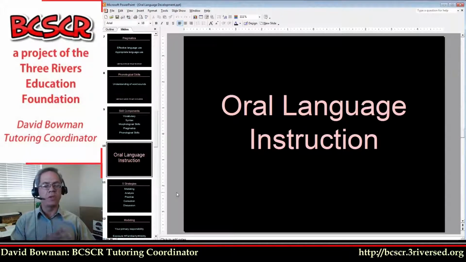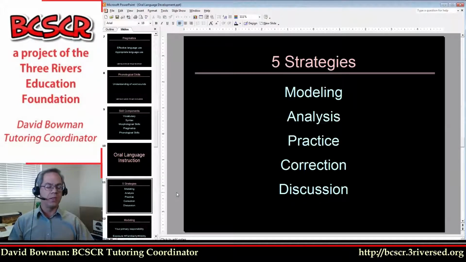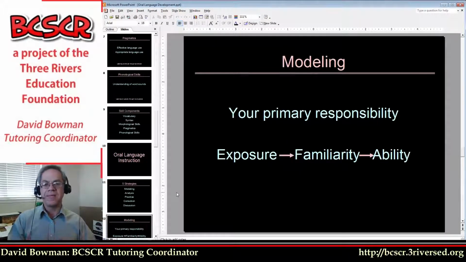So with instruction, what do we know about effective instruction? As it turns out, there are 5 major categories of instructional strategies. The first of which is modeling, and this truly is your primary responsibility as a tutor, to make sure that you are modeling appropriate, effective language use.